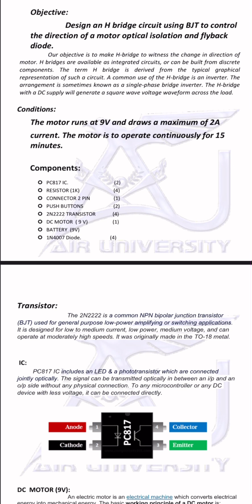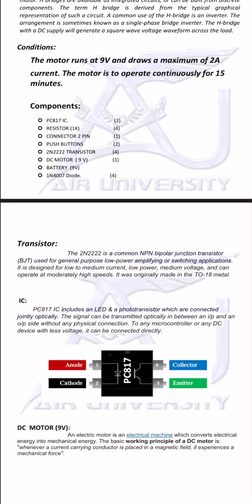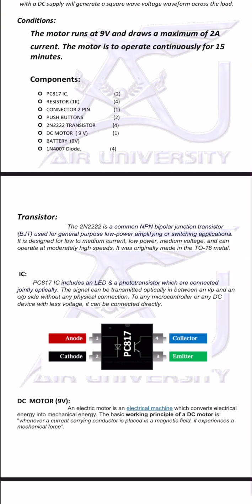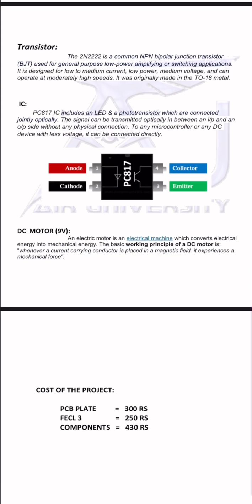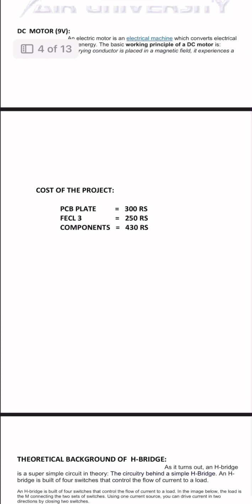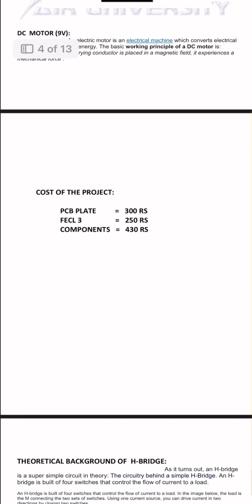And furthermore, we are using a DC motor, which is 9 watts, an electric motor, an electrical machine which converts electrical energy into mechanical energy. The basic working principle is whenever a current carrying conductor is placed in a magnetic field, it experiences a mechanical force. And we are using a 9 volt battery also, which can draw a current of 2 ampere across the DC motor of 9 watts.